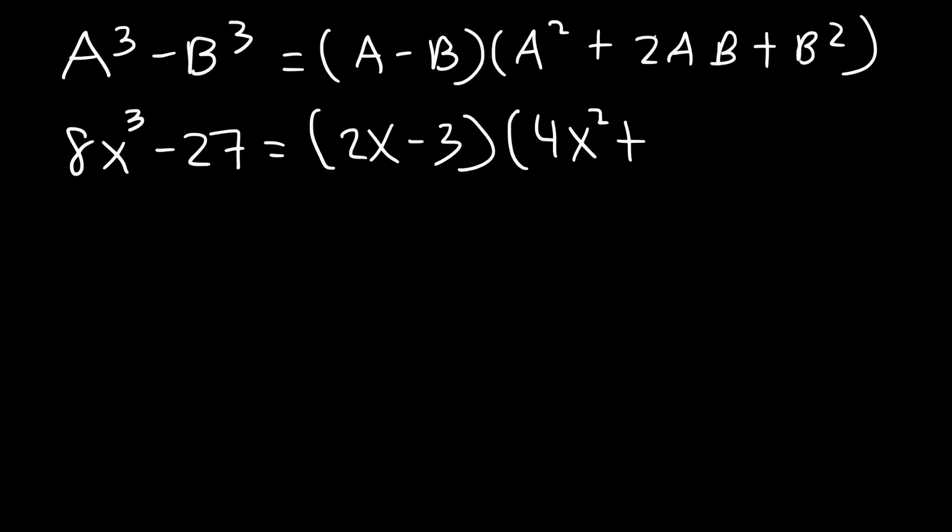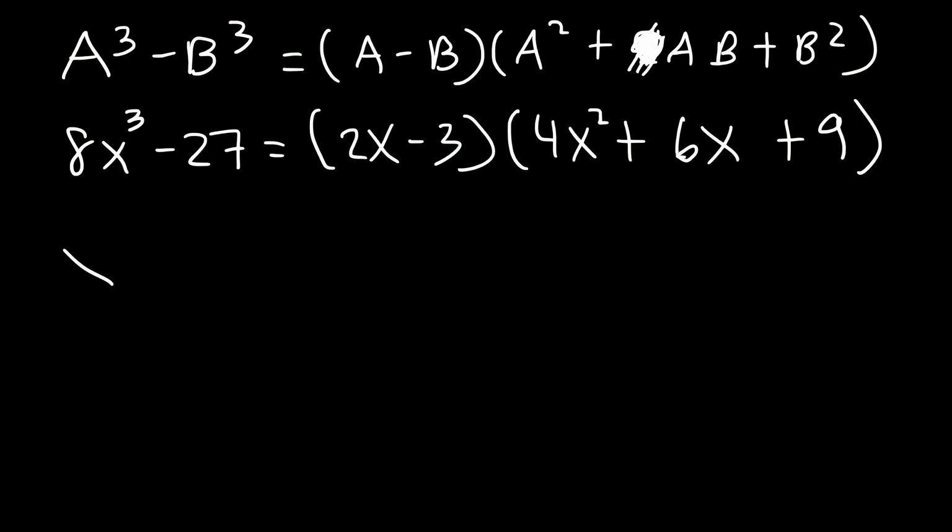Oh, this is not supposed to be 2ab. This is supposed to be just ab. So let's just get rid of that. Now, ab is 2x times 3, so that's going to be 6x. And make sure to change the sign. If you see a negative sign here, it's going to be positive on the right side. Now, b squared, that's 3 squared, which is 3 times 3, that's 9. So that's the answer.